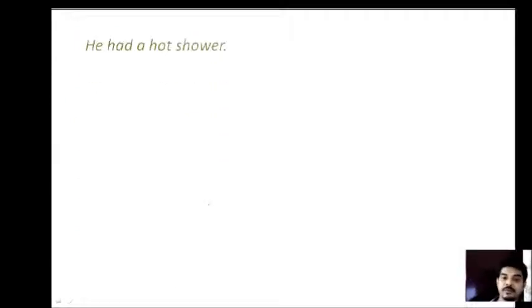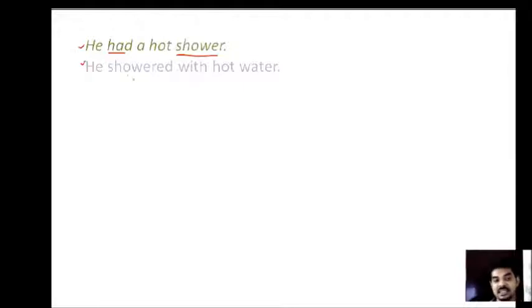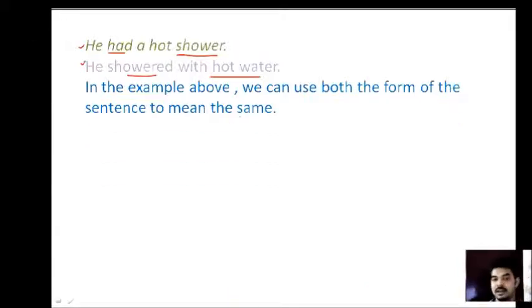So here we have a sentence: I had a hot shower. Then: He showered with hot water. So here we have two sentences. One with had a hot shower, that means the verb have, then comes a noun. But in the second sentence, he showered with hot water. So where lies the difference? We are going to get the details of these two sentences, and it will help us dive deep into delexical verbs. In the example above, we can use both forms of the sentences to mean the same. So both sentences are correct. You can't say that this sentence is correct and that is incorrect.